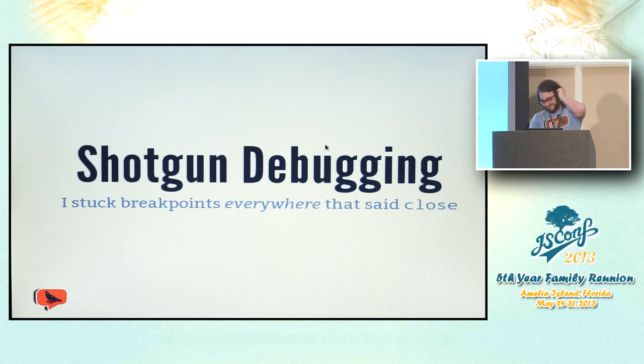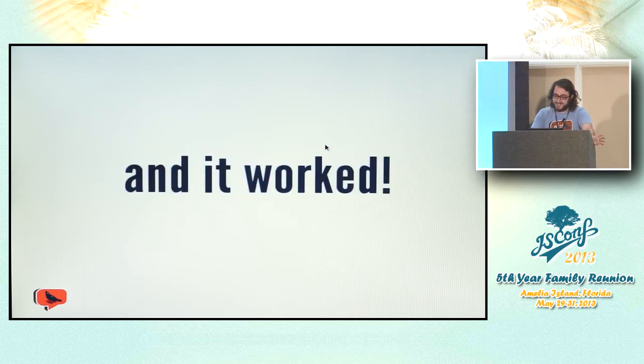So I just decided to do what I call shotgun debugging and stick breakpoints everywhere in the socket.io source code that said close. Because at some point when it got called, I'd be able to trace it back. And this actually worked. It took me a long time to turn all the breakpoints off later, but there's probably a better way of doing that.